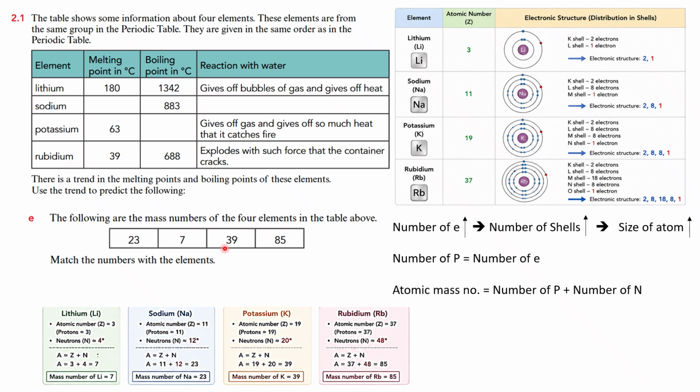39 is the atomic mass number for potassium because it is the second last element in the group, and then we have 23, which is the atomic mass number for sodium, and 7 is the atomic mass number for lithium because it is highest in the group. And as it is highest in the group, it will have fewer protons and fewer neutrons, due to which its atomic mass number will be the least. So you have to remember this information to solve such kinds of questions. So this will be the answer.